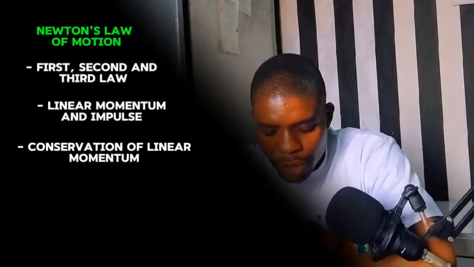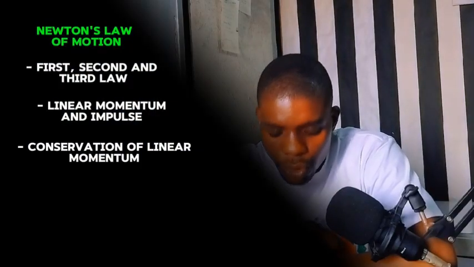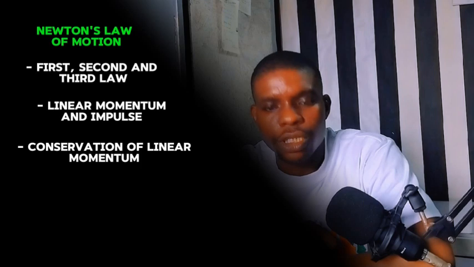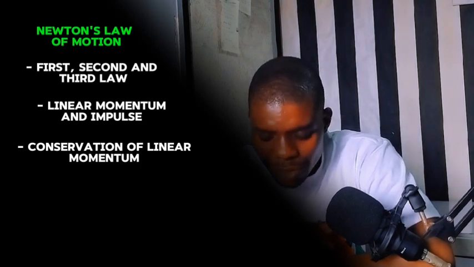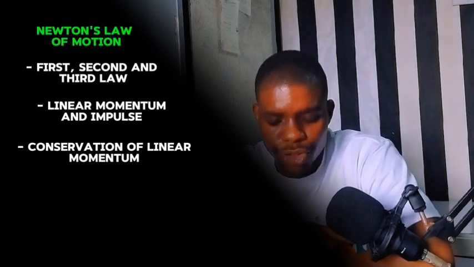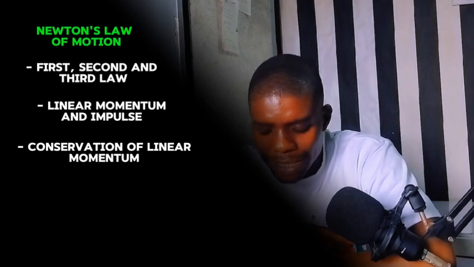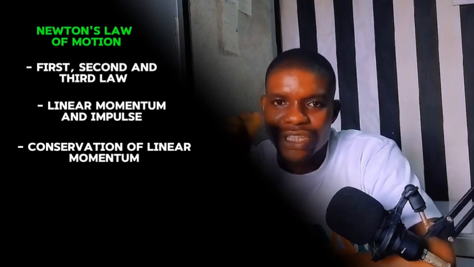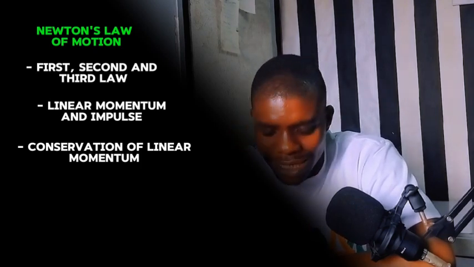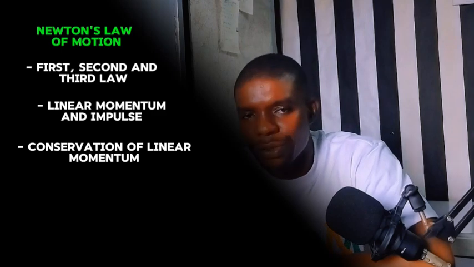So now the fourth one is called Newton's laws of motion. Under Newton's laws of motion, we have the first, second, and third laws of motion. Number 2, we have linear momentum and impulse. So these are things to cover. Another thing you want to cover is conservation of linear momentum, and how to solve problems under conservation of linear momentum.